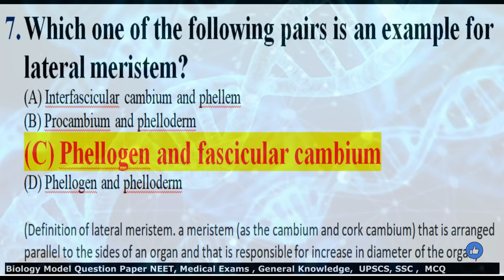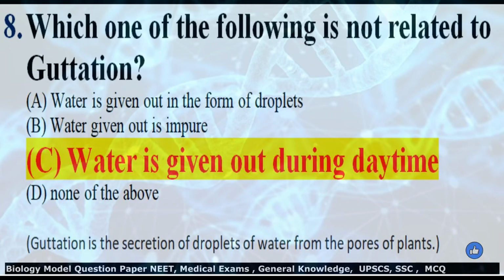Question number 7. Which one of the following pairs is an example for lateral meristem? Answer C. Phellogen and fascicular cambium. Definition of lateral meristem: a meristem such as the cambium and cork cambium that is arranged parallel to the sides of an organ and that is responsible for increase in diameter of the organ. We'll move to the next question, friends, that is question number 8.